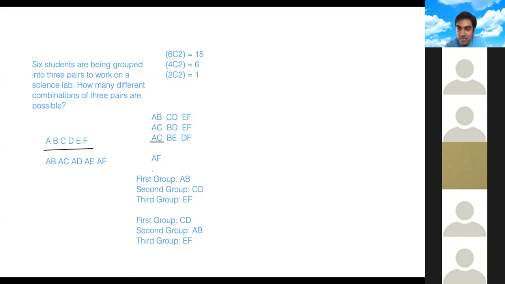Okay, so these two are going to be the same thing, right? Because we're asked for how many different combinations of 3 pairs are possible. So if I pick AB as one group, CD as a second group, and EF as another group, it's the same thing as if I picked CD as the group first and then AB and then EF. I just care about how I pair up the students. So once I give you 3 pairs, how many different orderings can the 3 pairs appear in?